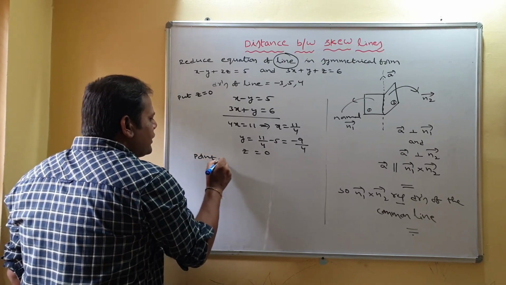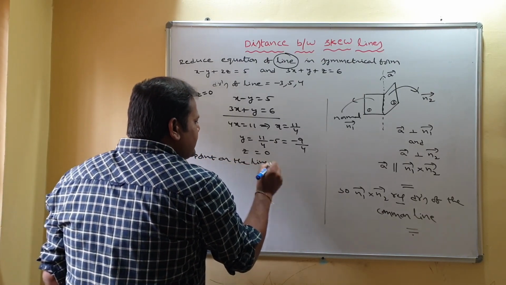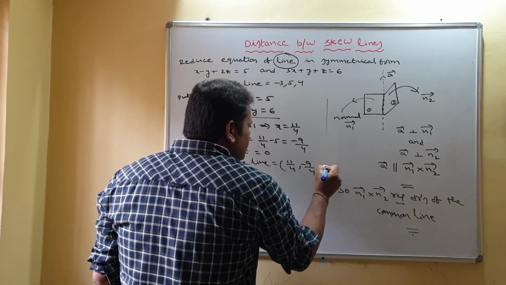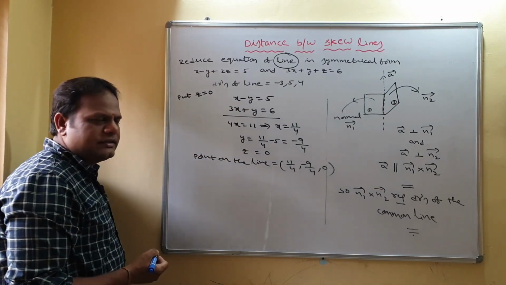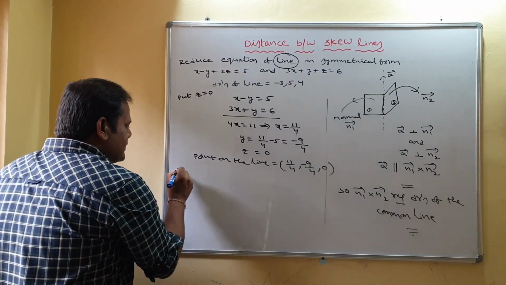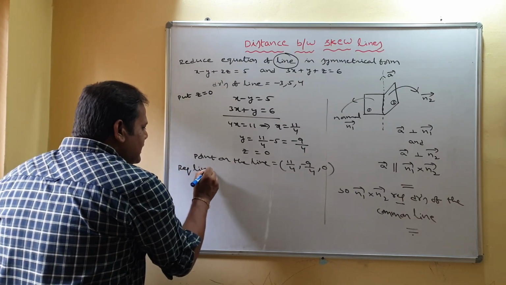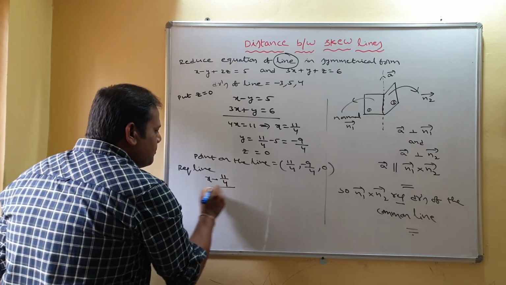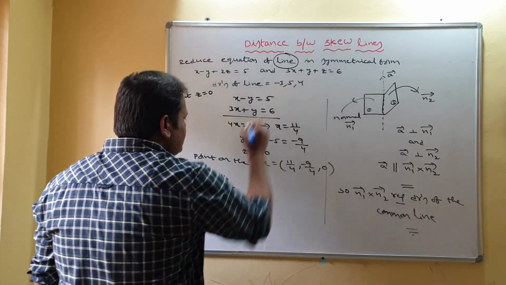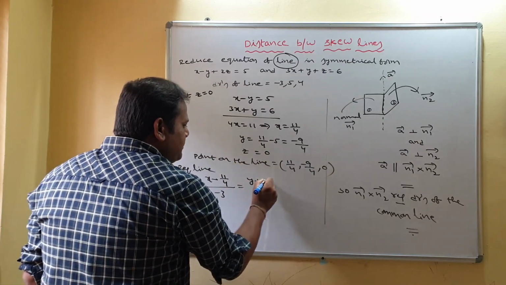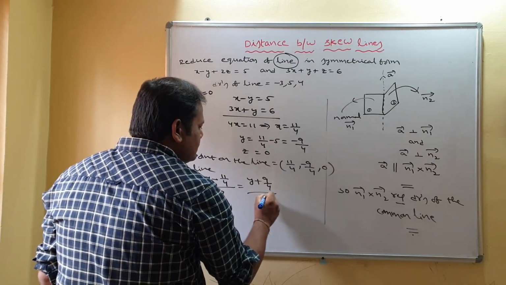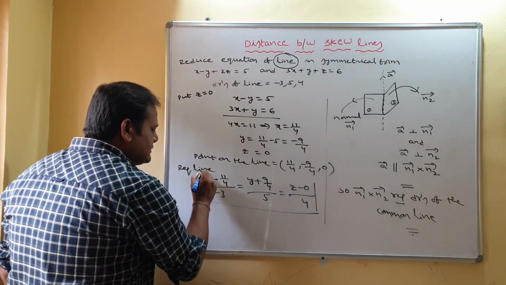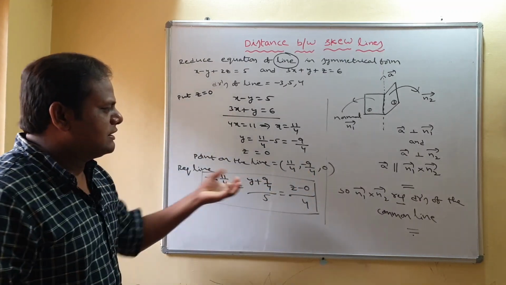So the point on the line is 11 by 4, minus 9 by 4, and 0. Now you write the line equation. The required line in Cartesian or symmetrical form is (x minus x1) by a. What is a here? I mean the dr. So minus 3, equal to (y plus 9 by 4) by 5, equal to (z minus 0) by 4. So this is the equation of the line in Cartesian form.